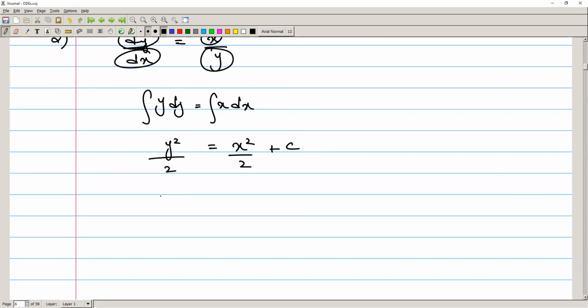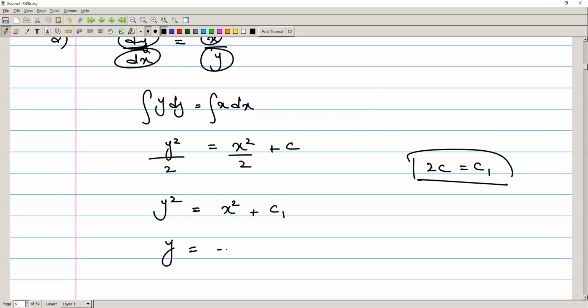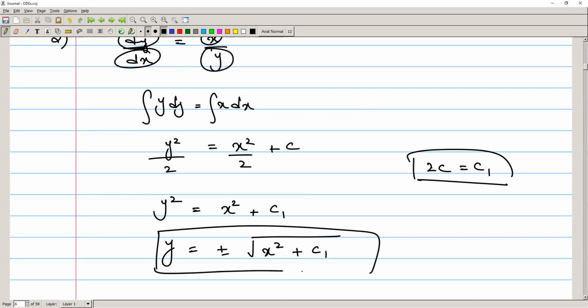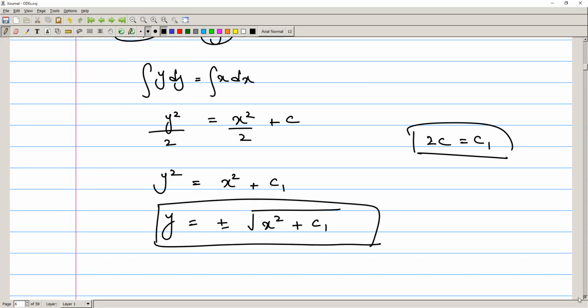Right, now if I want to write in terms of y, I need to multiply the equation by 2. So I can call it c1 because 2 times c is equal to c1. It's a constant. 2 times a constant is equal to some constant, right? So I can write c1. So y is equal to plus or minus the square root of x squared plus c1. That is the solution for our problem.